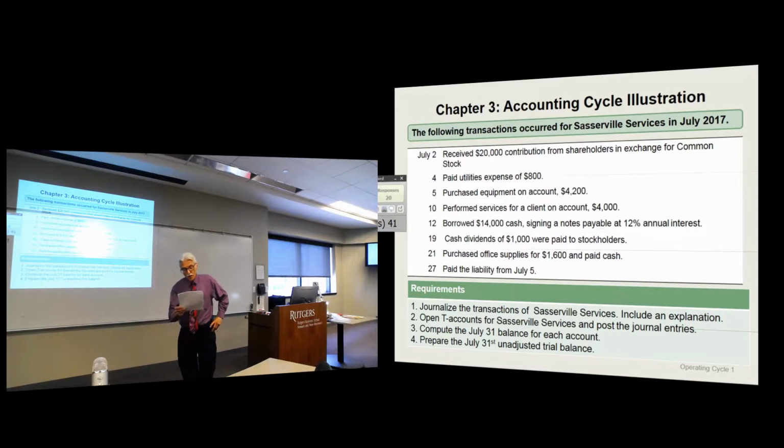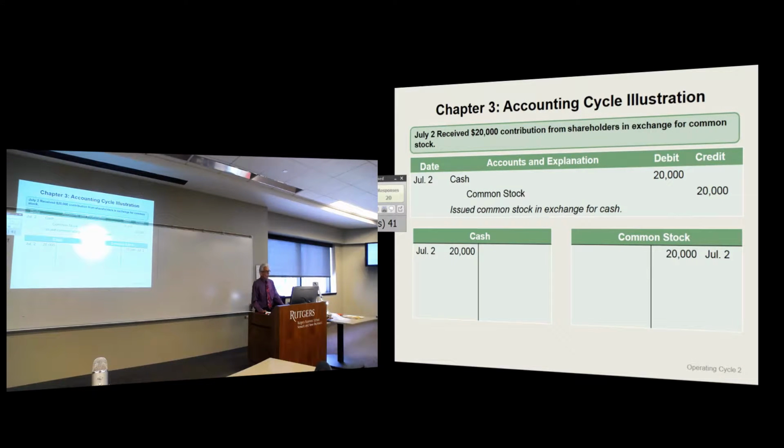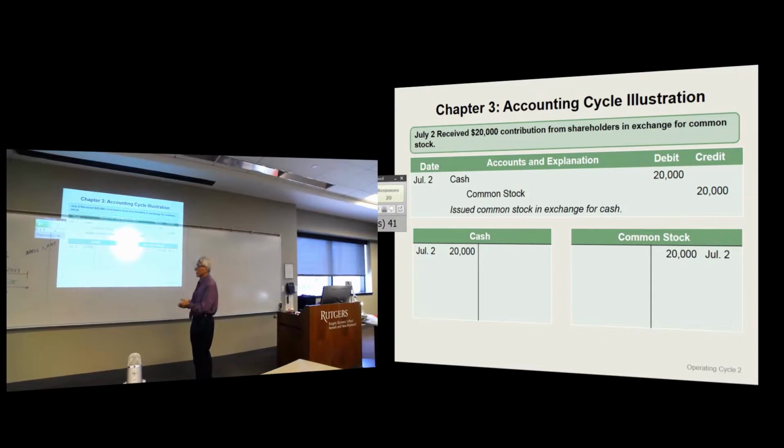We want you to journalize the transactions, and I'm not worried about explanations, but they'll be there. I want to open up the T accounts and post them, and then I want to get the balances of each, and in the first phase, get the unadjusted trial balance. So the first entry, let's go through these. Unless you stop me, I'm going to assume that you've got no questions. If you do, please stop me, because all of this bookkeeping part is absolutely essential to your success, not only in this course, but going forward.